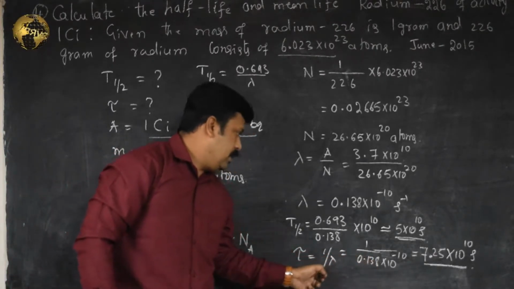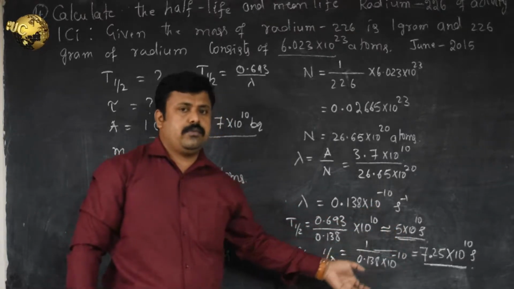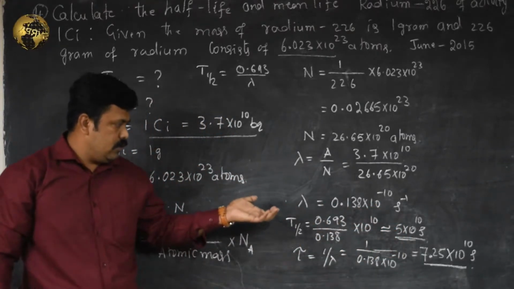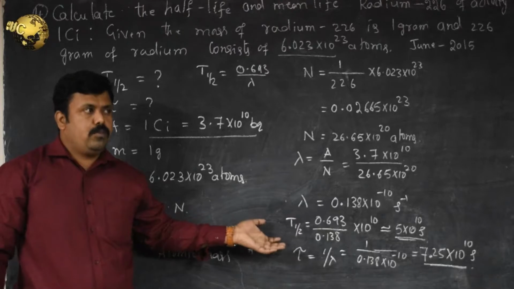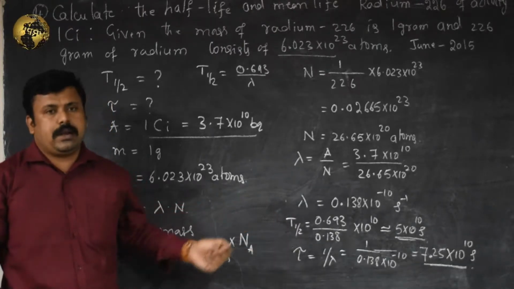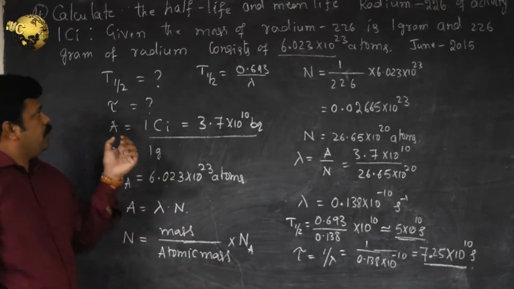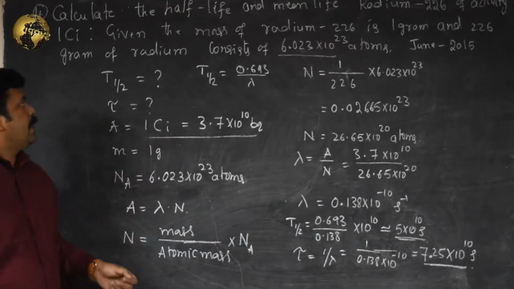See, the mean life is greater than the half life. So you can say they are almost, I can say, maybe right. So you can cross check it.